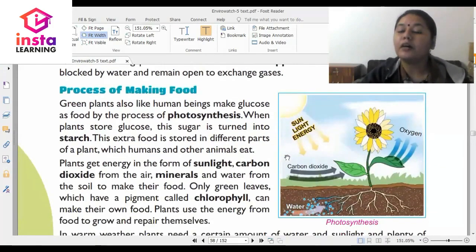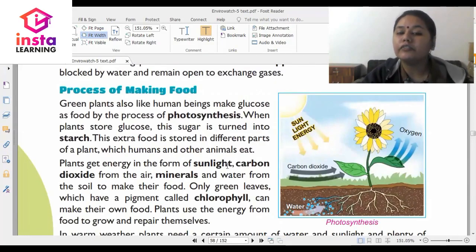So now we study about process of making food. Green plants also, like human beings, make glucose as food by the process of photosynthesis. This is the diagram of photosynthesis that I'm going to explain to you. When the plants store glucose, this sugar is turned into starch. This extra food is stored in different parts of the plant, which humans and other animals can eat.